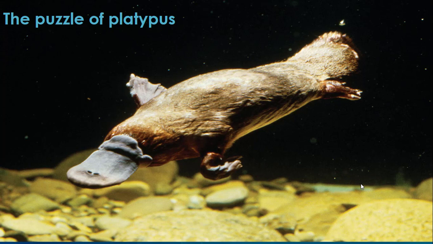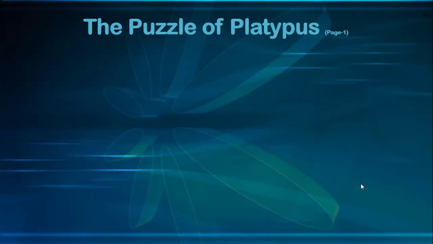Now, if you carefully look, the feet are webbed. It means that it can swim inside the water just like a frog. A frog is an amphibian. So again it has the character of one more living organism, that is an amphibian, because with the help of webbed feet it can swim inside the water. Look at here, the puzzle of the platypus.